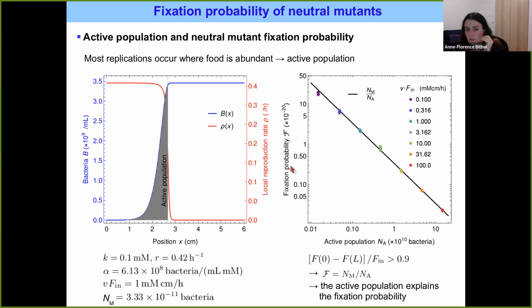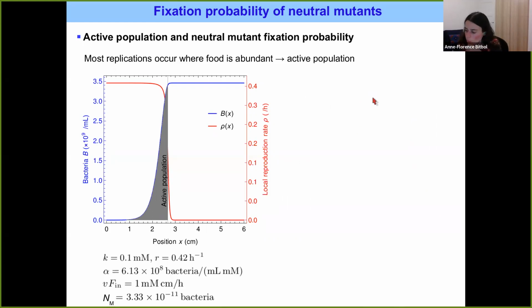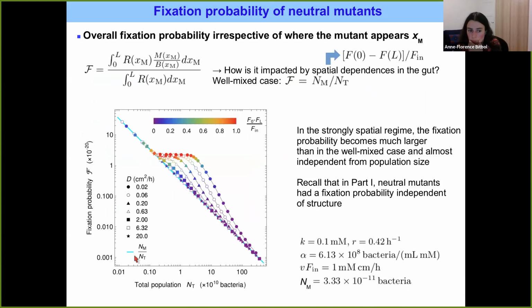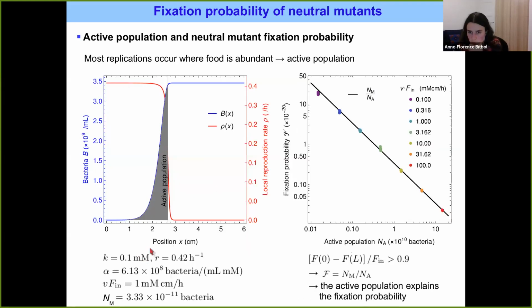Okay, so now we plot fixation probability versus the active population size. And what we can see is that this time, the results fall very nicely on this line, which is the well-mixed expectation, but the well-mixed expectation for a population of the size of the active population, while before we had plotted the case of a population of the size of the total population. So this shows that the active population is really what matters for our system, and that it explains the fixation probability that we observe that are higher than in a well-mixed system.